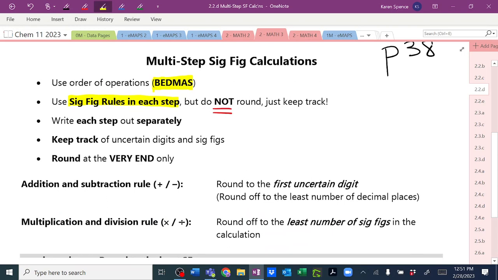It is almost impossible to get some of these questions right without writing out each step and keeping track of your uncertain digit in your sig figs. So you will probably want a lot of paper for this one, and when you write your quiz on Thursday, you can have as much scrap paper as you want. You keep track of the uncertain digits in sig figs, and you round only at the very end.